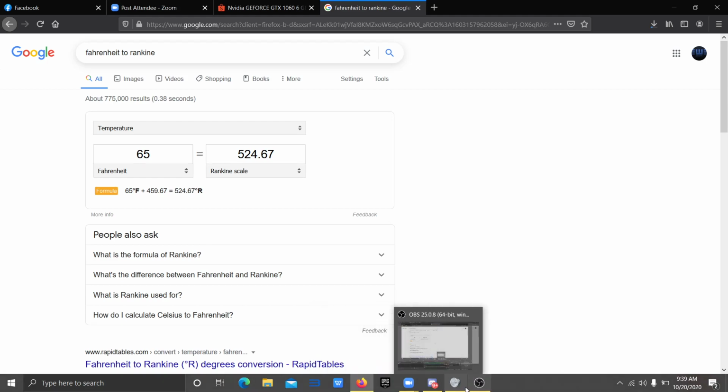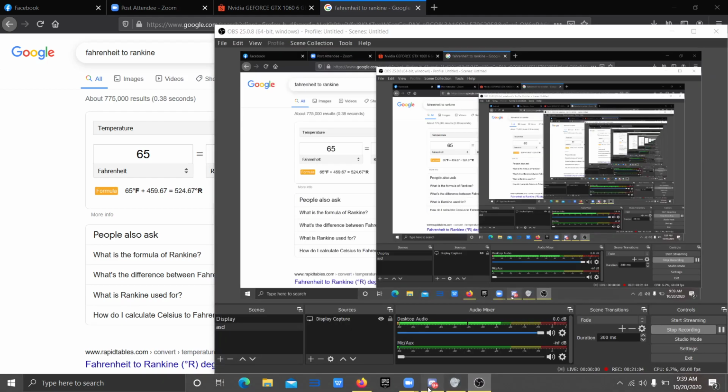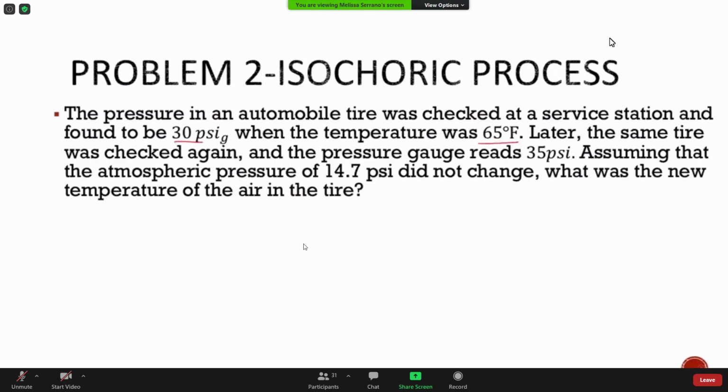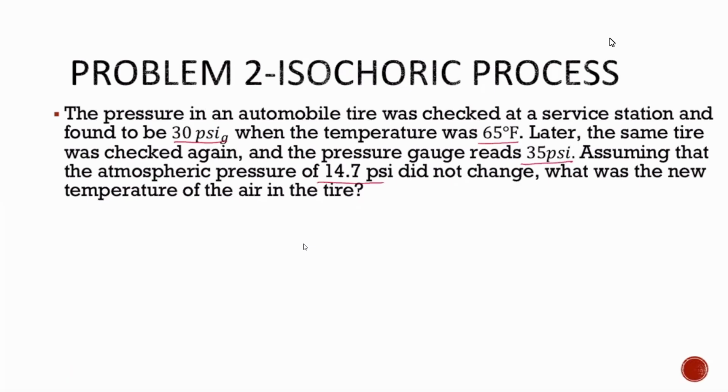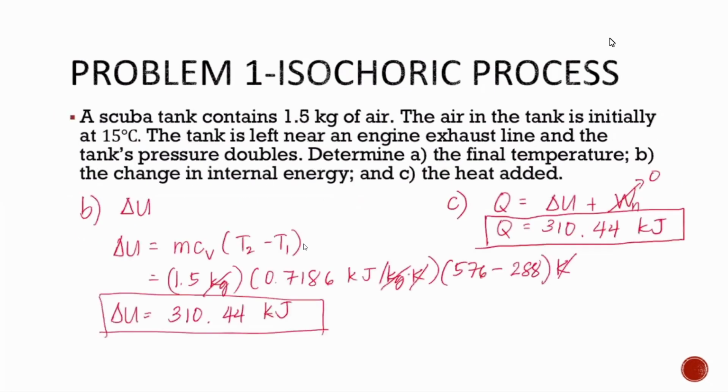Ano nga muna ako, anong ating given? Ayan, so ano yung mga given natin? Are we going to use that 65 degree Fahrenheit? Ano ba ang formula natin? Since ang hinahanap lang naman is T2. Ano yung formula natin? Same with this one.